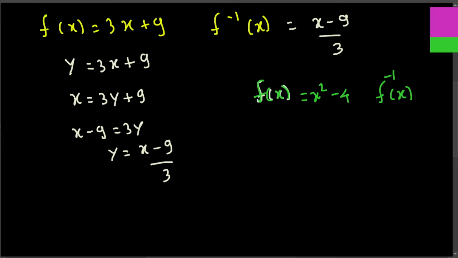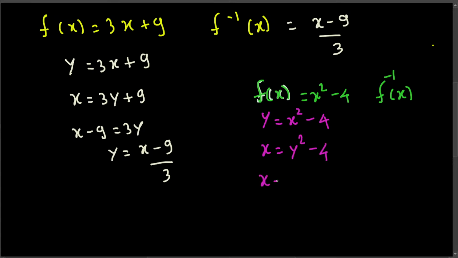Again, the same process. First we write this in terms of y is equal to x squared minus 4. Then we replace y with x and x with y. So y becomes x, and x becomes y squared minus 4, and then we solve for y. So this is going to become x plus 4, because we are bringing it to the other side of the equation, and then this y squared. Therefore y is square root of x plus 4.